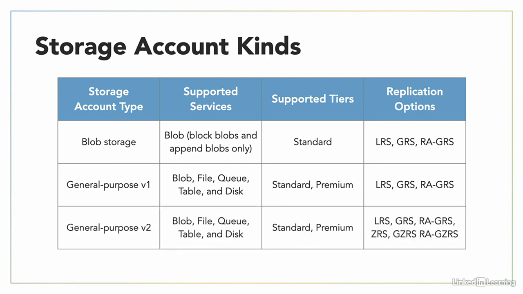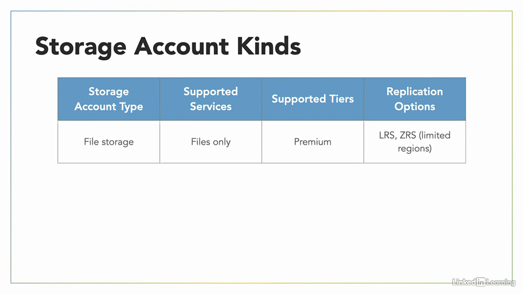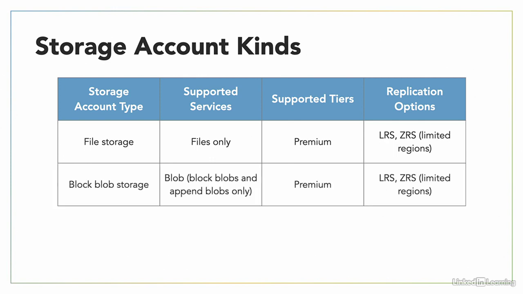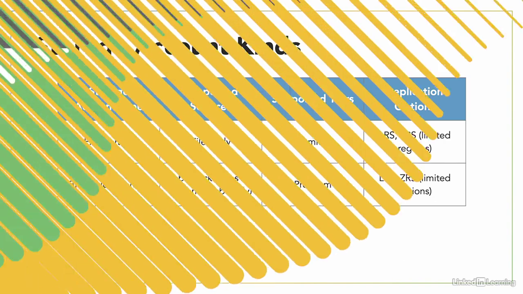General purpose V2 accounts. This is basic storage account type for blobs, files, queues, and tables. Recommended for most scenarios using Azure Storage. File storage accounts. Files-only storage accounts with premium performance characteristics, recommended for enterprise or high-performance scale applications. The last type is blob storage accounts. This is blob-only storage accounts, however, use a general-purpose V2 account instead when possible.